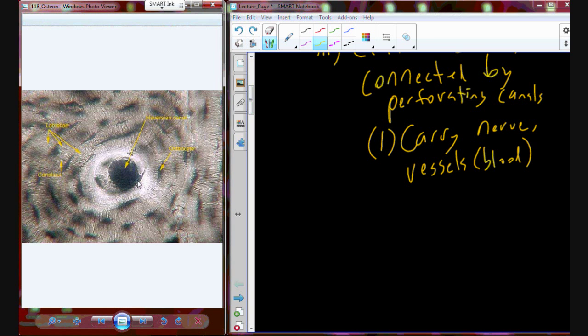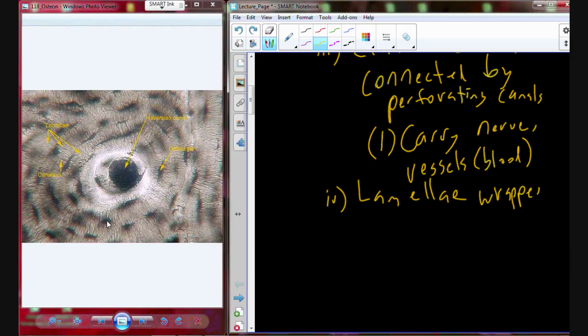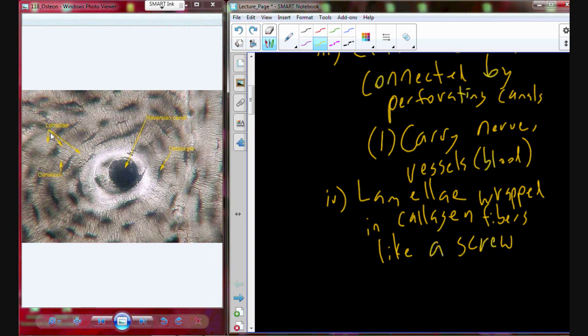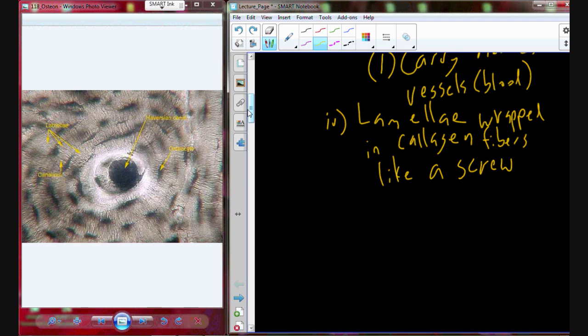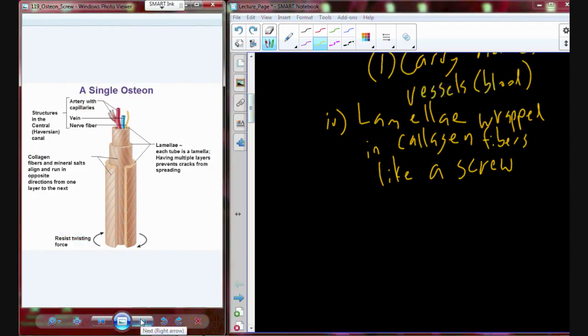Now, the osteon itself, and you can see that illustrated here very well, has these concentric rings that we call lamellae. Each of these lamellae is wrapped in collagen fibers. It becomes really important because those collagen fibers wrapped around each layer of lamellae act like a screw. Literally, each of these is sort of twisted into the next layer, and it becomes even stronger. It's a really nice design. You could refer to that as the osteon screw.